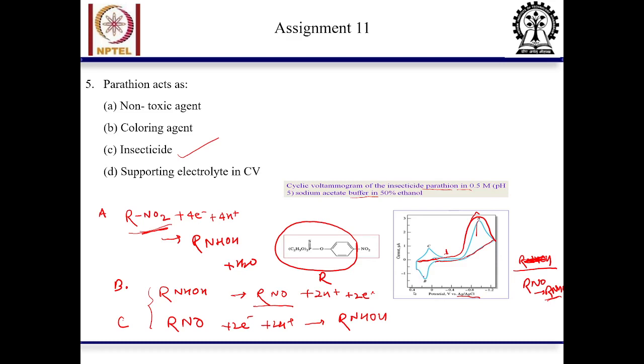In the second cycle, you can see the reversible peak. In the first cycle, you are not seeing this peak because you don't have RNO. But in the second cycle, since you have already gone through RNO2 to RNHOH, that's why you are seeing this C. This way you can see it in the CV in the first cycle and the second cycle. One paper on this is already there in that Google sheet.